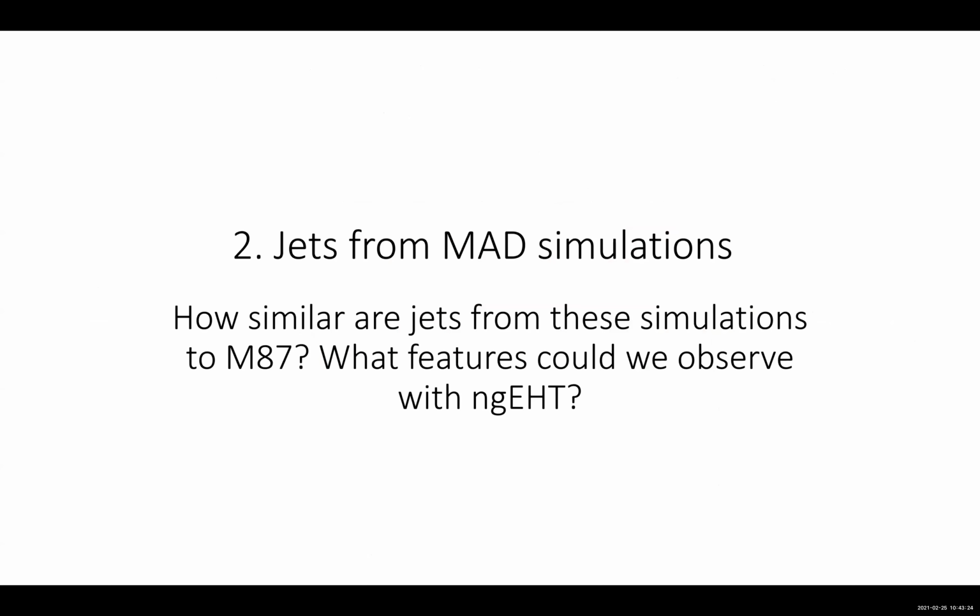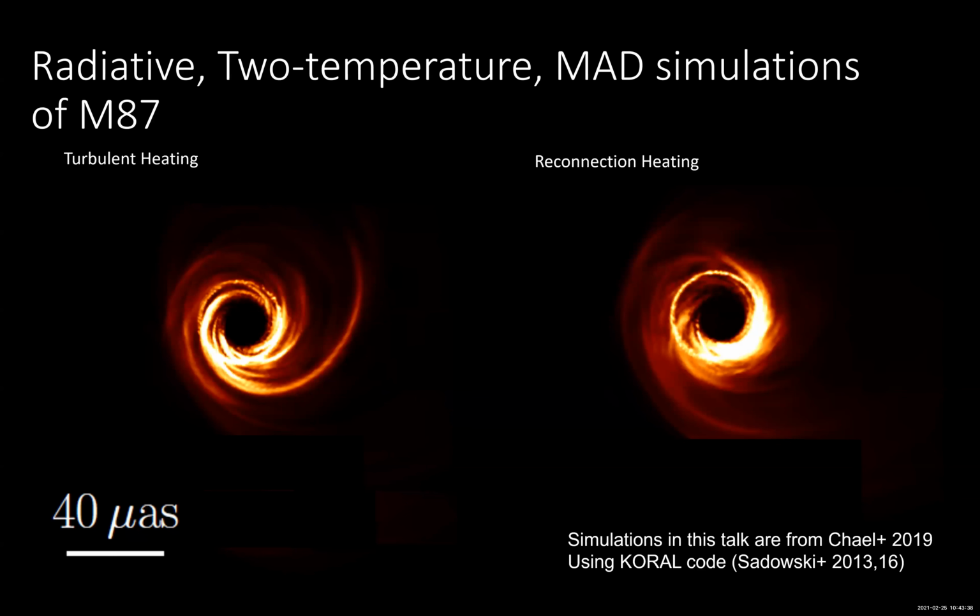Okay, so in the next part of the talk, I'll talk about jets from these simulations of M87, how similar these jets are to what we see in M87, and what features of them we might observe with the ngEHT. The simulations I'm talking about were published in this paper in 2019. There are two MAD type simulations of M87, one using a turbulent heating model for sourcing the electron heating, and one using a model derived from magnetic reconnection simulations. These were performed using the Coral code. All the simulations I talk about for the rest of the talk will be from this set of two. But again, hopefully we have new ones coming relatively soon that span a much larger parameter space.